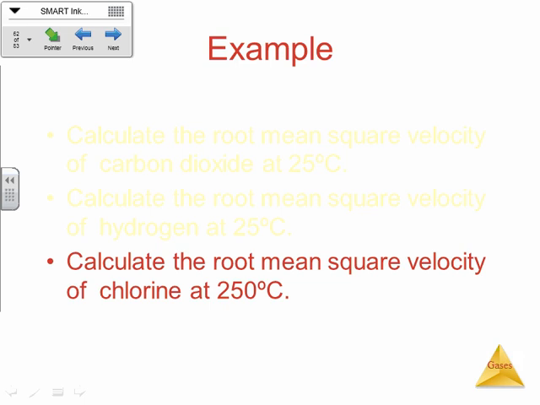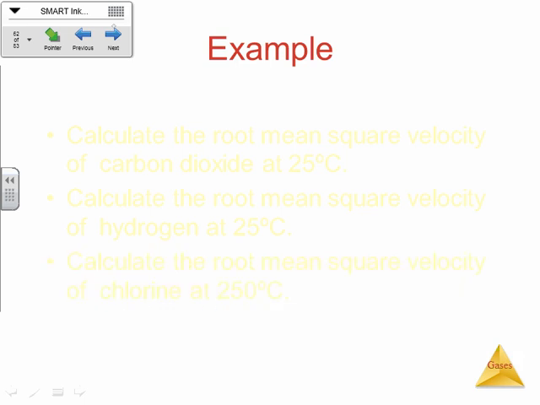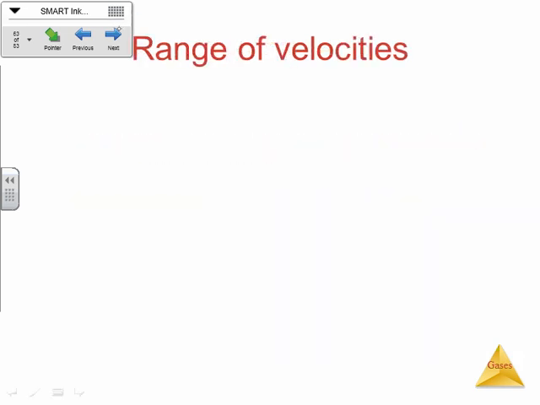Which one has the highest root mean speed at 25 degrees Celsius? Okay, now this other one is at 250 degrees, so they switched it up. But if they were all three at 25, then your question might be which one would have the highest velocity, and you just have to look at the molar mass. Okay, so you should be able to do that, even without the equation.